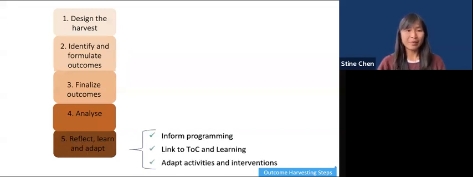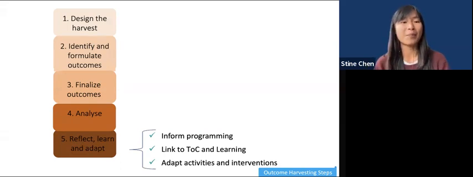And the fifth step is reflect, learn, and adapt. So here we really want to make use of that information and make use of those findings that emerge from the harvested outcomes to reflect and learn. So what does this tell us about, for instance, our theory of change? What does it tell us about our interventions? And then how can we use this to adapt and inform the programming?